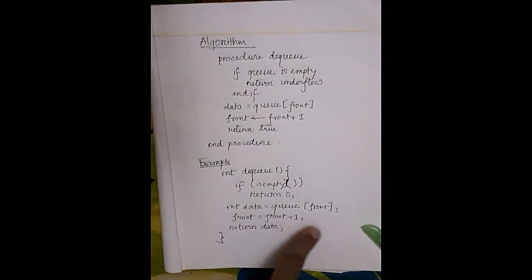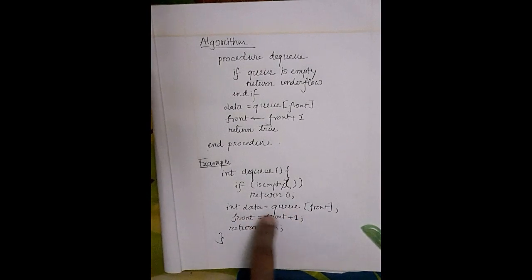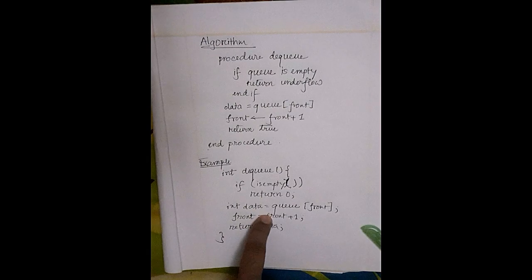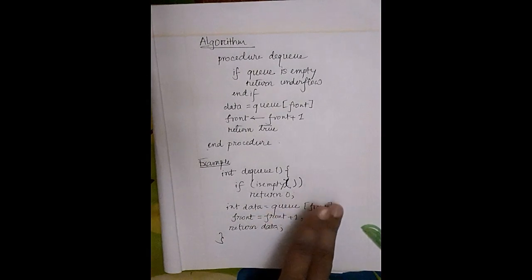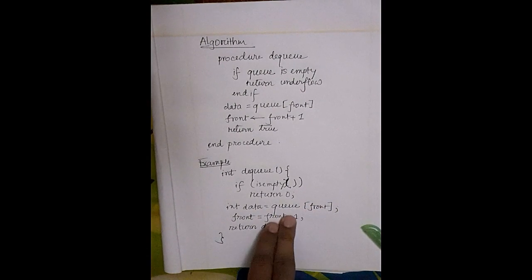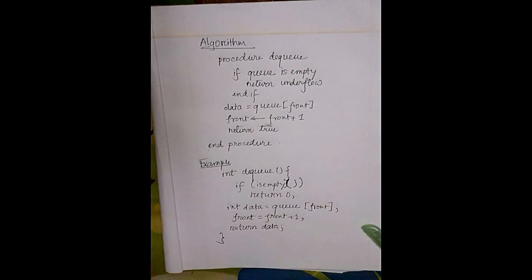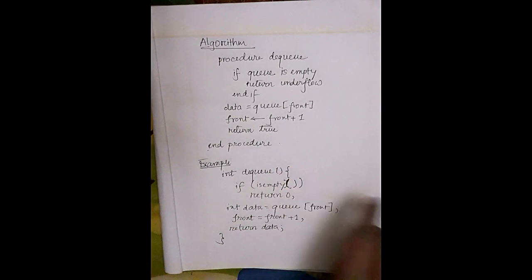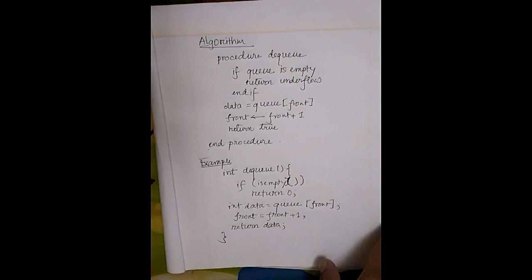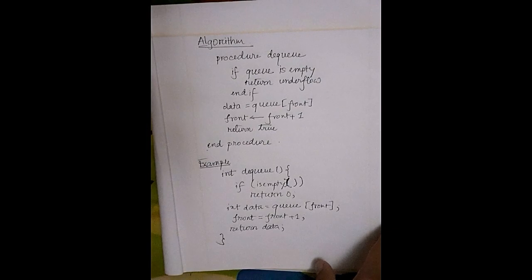I hope you have understood. You see here, in integer data equals q front, the front value, in this place the data is getting stored, or rather it's getting dequeued, and after that we are incrementing the value of front, and after that we are returning the data. So this is how the dequeue operation works.